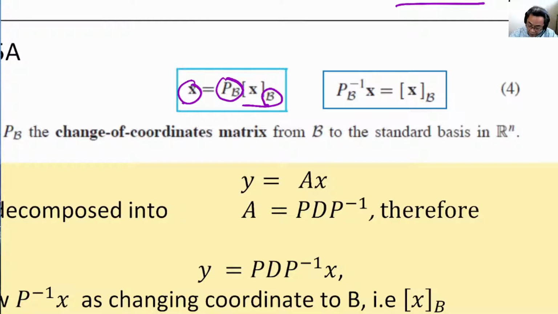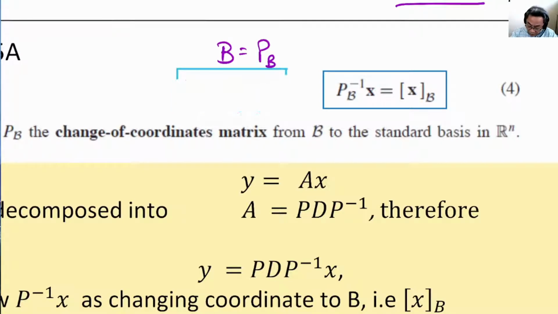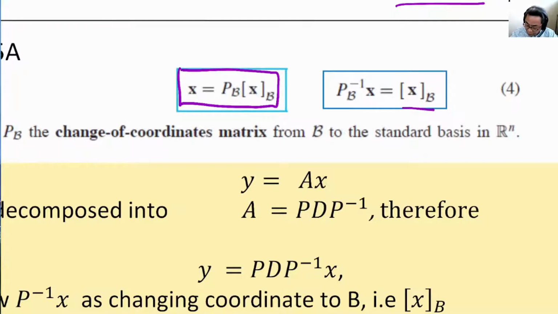In my worked examples, I'm lazy. I do not write PB. I simply write B for the basis B, where B is equal to PB, containing the set of vectors representing the B basis. Once we have understood this equation, then to get X of B, we move PB to the left-hand side by pre-multiplying by P minus 1, because PB is square and invertible. So X of B is related to the standard basis by pre-multiplying by PB minus 1.